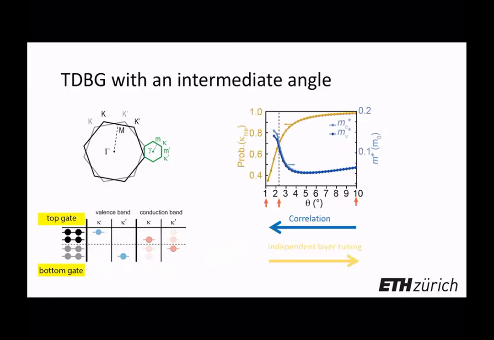So you have two decks, which you can individually tune with these gates. The intermediate comes from being in between the magic angle and very large angles. At very large angles, as you can see here in the yellow line, the probability to find a mini valley kappa state in the top layer almost goes to 100%. And of course, we know at the magic angle, these four layers are completely hybridized. If we sit a little bit in between, we still have this independent layer control, but also already see some more of the correlations, because the effective masses, denoted by the blue line, already shoot up a little bit. So we're looking at this device.